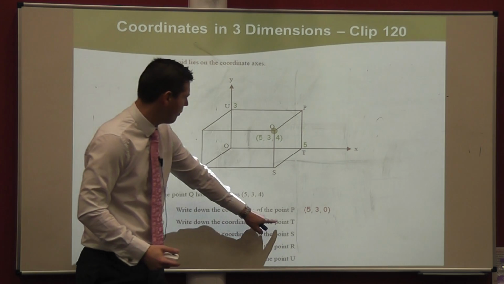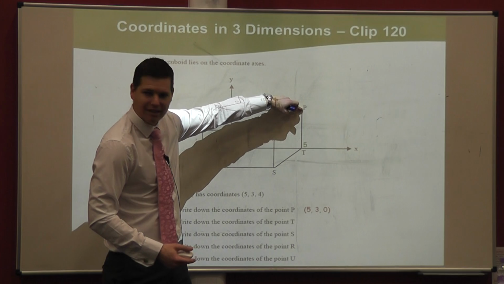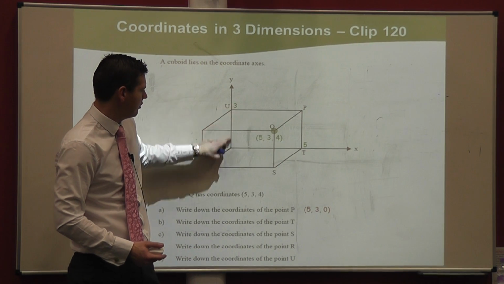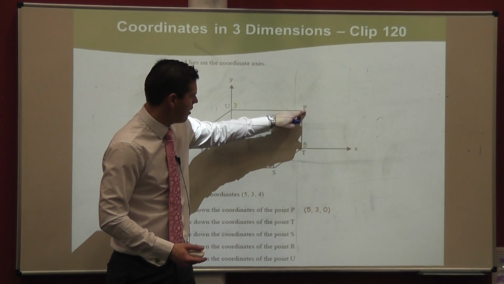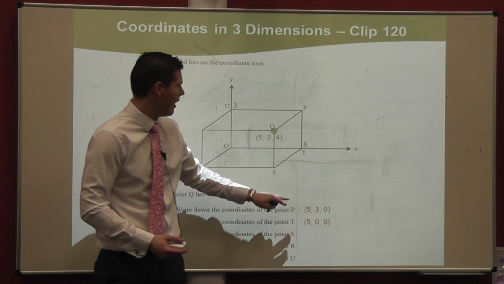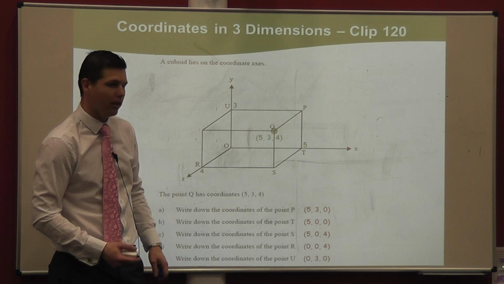So write down the coordinates of the point T here. So to go back there, I've got 5, 3, 0. And now I'm going to go down on the y-axis by how much? 3. So I've gone 5, 3, 0. Now I'm going to go down to 5, 0, 0. Because I lose that y coordinate. And just following it around on there.